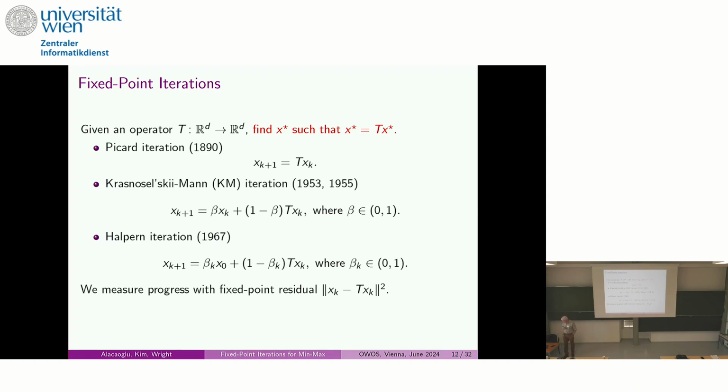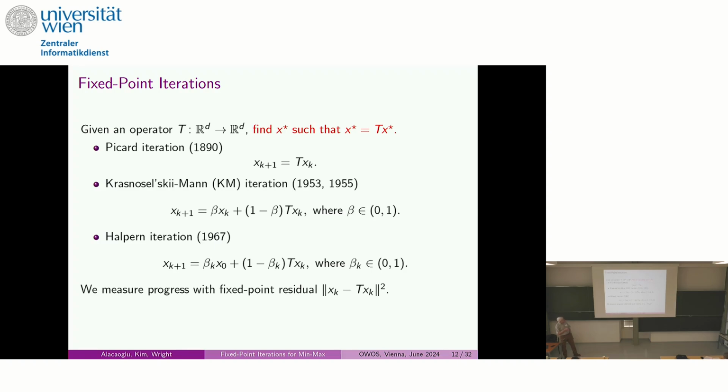Okay, so our goal is to rewrite the inclusion as a fixed point problem. So if I've got an operator T that defines a fixed point problem, I'm seeking a point x star such that x star equals Tx star. Here are some classical iterative methods for converging to a solution of that problem. The Picard iteration is very old. You just keep pounding it with T.